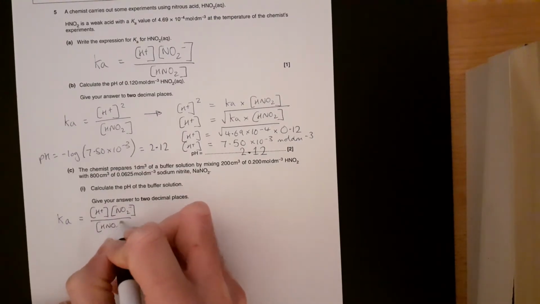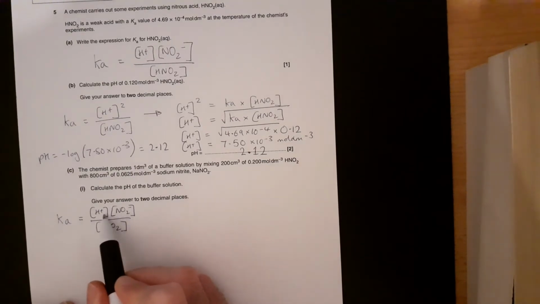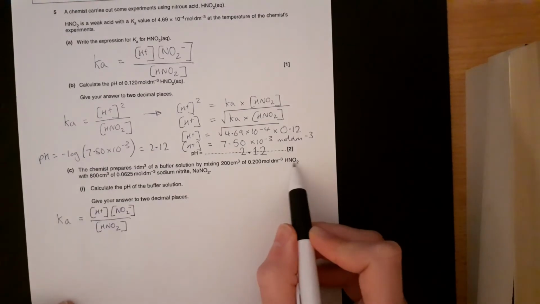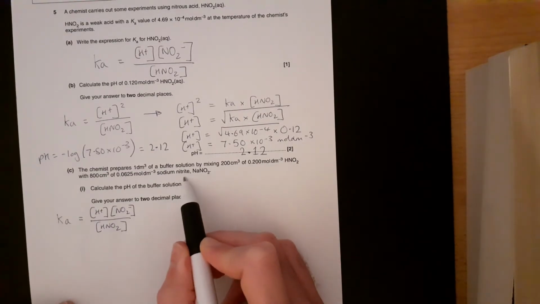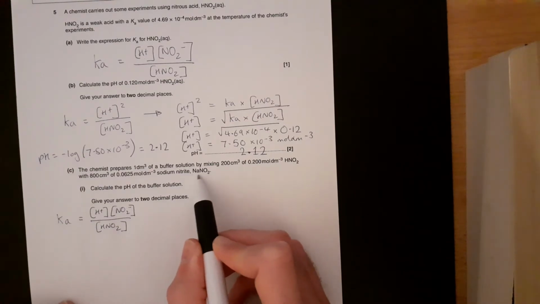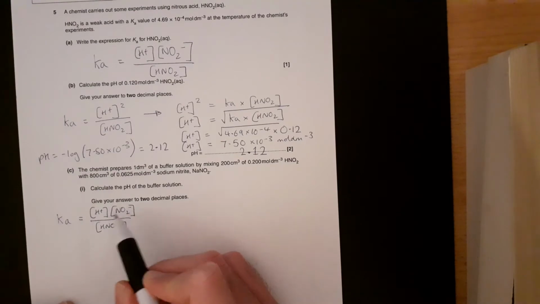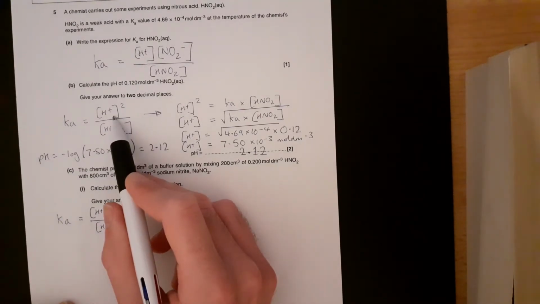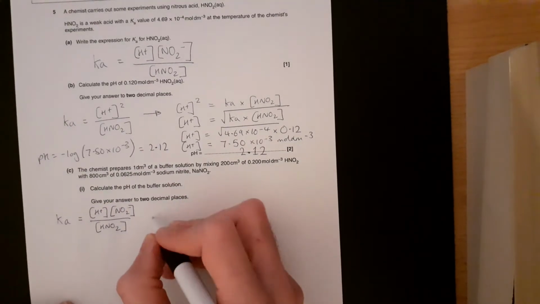But this time, because it's a buffer solution, we cannot say that these two concentrations are going to be equal to each other. Okay, they would be equal to each other if we just had the acid, but we've also got NO2 minus ions coming from the sodium nitrite, and this is not producing any H plus ions. So therefore we're going to have extra of these. So these two concentrations are not going to be equal. So we can't use this H plus squared tactic that we used here. Instead, we're just going to have to rearrange this as it is.